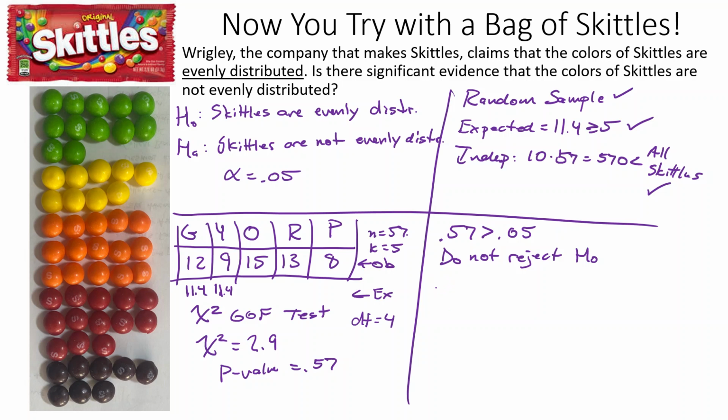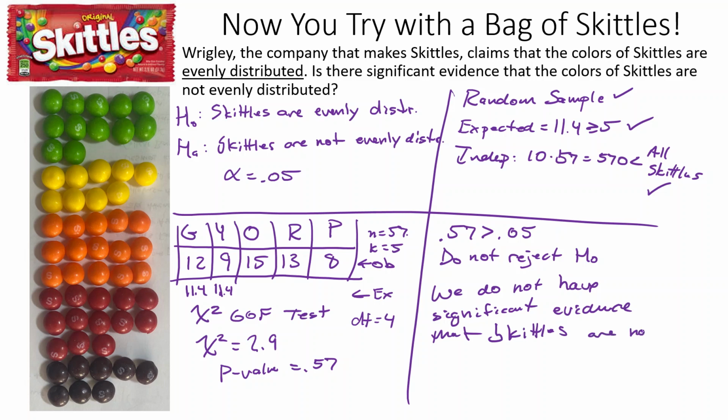So we do not have significant evidence that Skittles are not uniformly distributed. So we do not have evidence that they are not uniformly or evenly. We used evenly here, didn't we? Evenly distributed. All right. So that is how we do a Chi-Squared goodness of fit test.